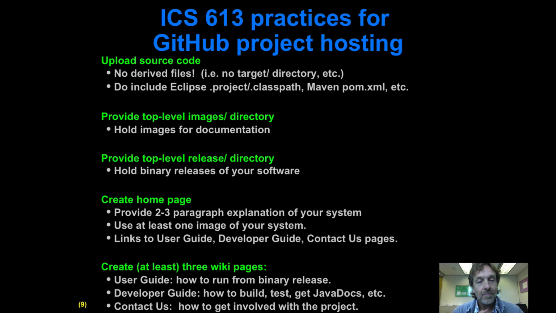are included. Then there's a couple other things a little more specific to GitHub. Provide a top-level directory called images. That's where you're going to put screen dumps and any other images that you want to put in your documentation that would be hosted there. And then you'll have a top-level directory called release where you're going to put binary distributions of your system.